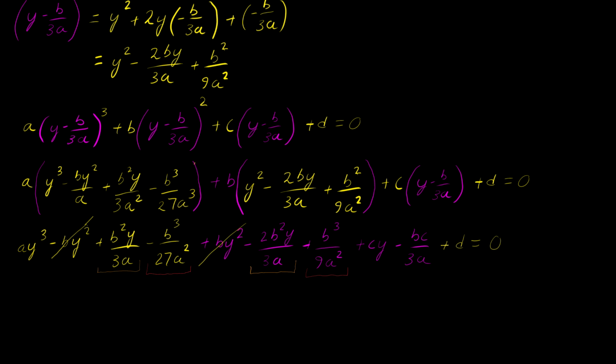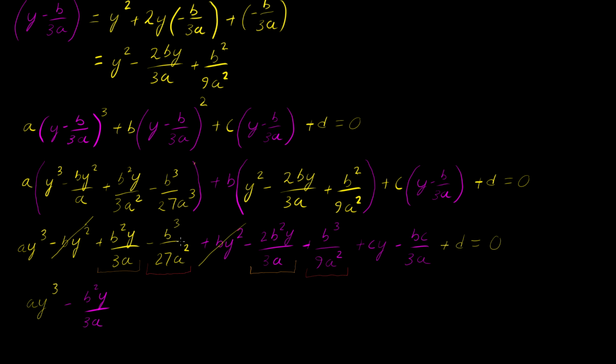It's just the denominator is just a third of it. So we can go ahead and simplify that pretty easily. So anyway, let's just rewrite it. So we have ay cubed, and then we're going to have this plus b squared y minus 2b squared y. So we're just left with a minus 1b squared y. So b squared y minus 2b squared y, that's just going to give us a negative b squared y over 3a.